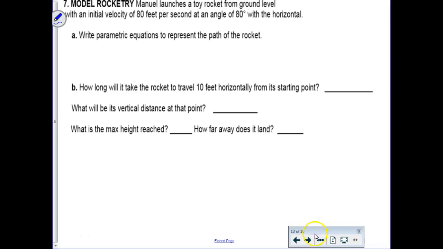So this question: Manuel launches a toy rocket from ground level. Cool. Initial velocity of 80 feet per second. That's this guy. Why do you think I use the same number? That's confusing. All right, 80 degrees is the angle. They want me to write the parametric equations. Okay, so we actually did this yesterday and we warmed up with it today, so let's see it again. So we're going to type, I always do t first, so t times the initial velocity of 80 times the cosine of your angle, which is also 80.